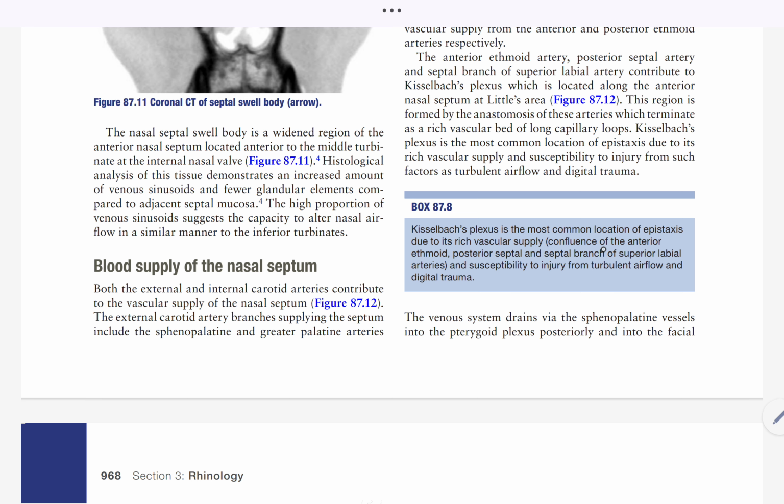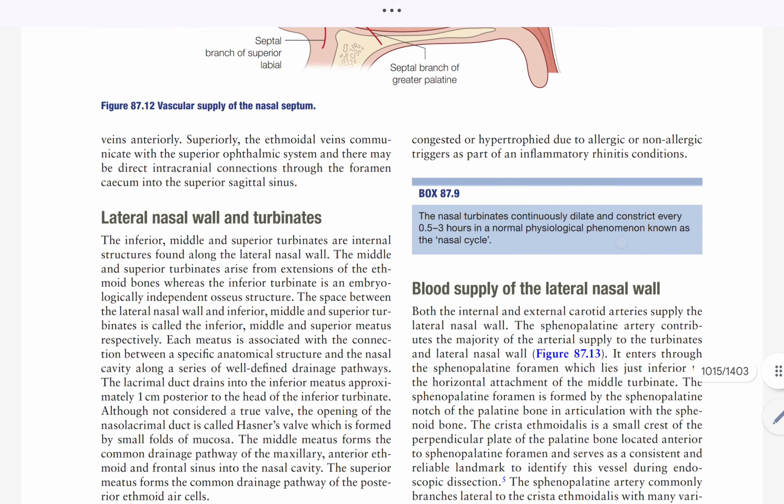The venous system drains via the sphenopalatine vessels into the pterygoid plexus posteriorly and into the facial veins anteriorly. Superiorly, the ethmoidal veins communicate with the superior ophthalmic system, and there may be direct intracranial connections through the foramen cecum into the superior sagittal sinus.